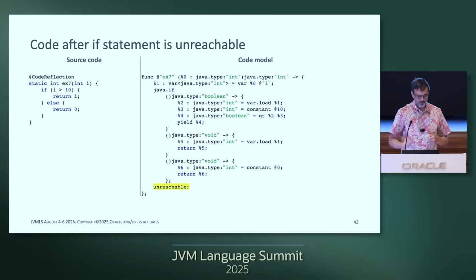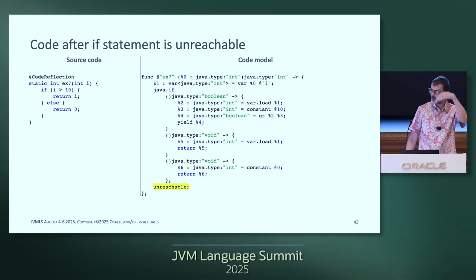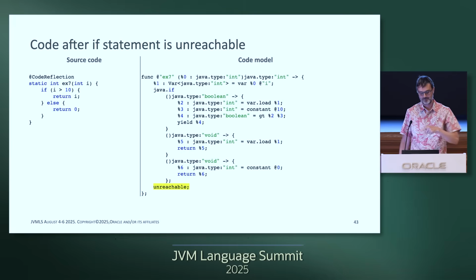Okay, notice as well, we've got a terminal operation at the end. Well, code can't reach there. We have to model it somehow. So we model it as an unreachable operation to signal, hey, if you reach here, you've got a problem.